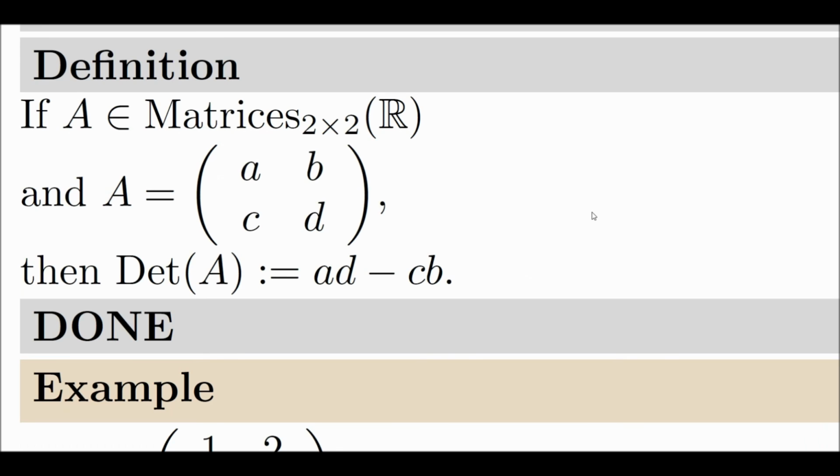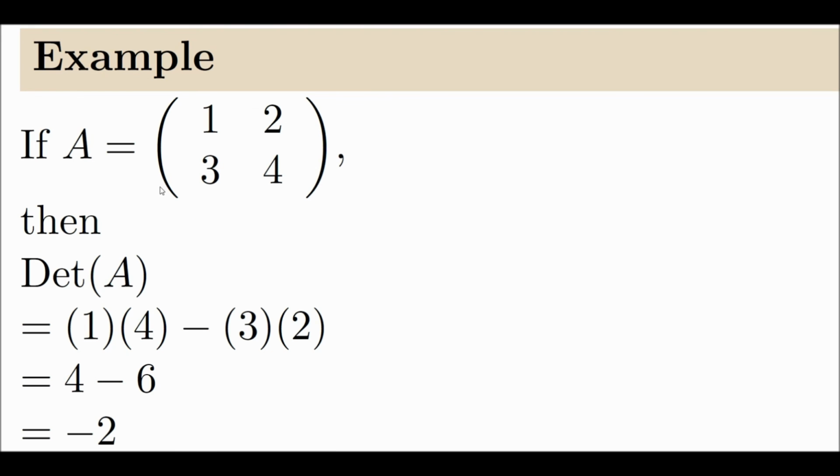Let's define determinants of 2 by 2 matrices. So if you've got a 2 by 2 matrix, so it looks like this, A, B, C, D. If you want the determinant of that matrix, that's defined as A times D minus C times B. Here's an example. If A is 1, 2, 3, 4, then to get the determinant of that matrix, you take 1 times 4 minus 3 times 2. So that'll give you 4 minus 6, and that'll be -2.